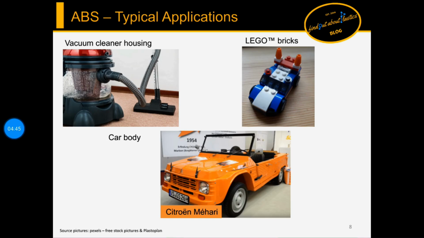What are typical applications? As mentioned before, ABS is known to most of us due to the vacuum cleaner housings, for example. Lego bricks, and a bit more unknown but quite interesting is that the car body parts in orange of the Citroën Mehari are made of ABS too.